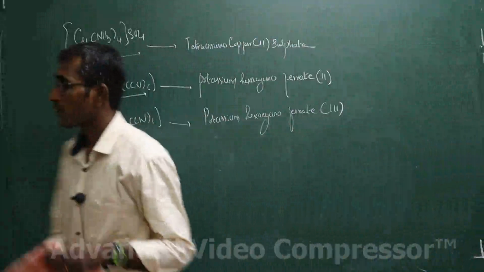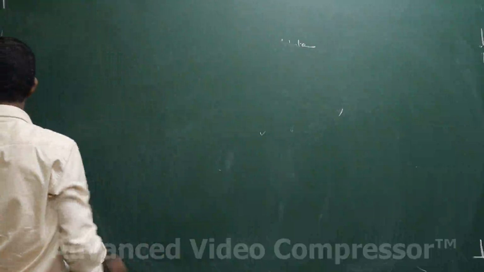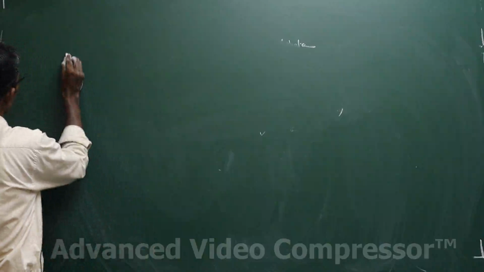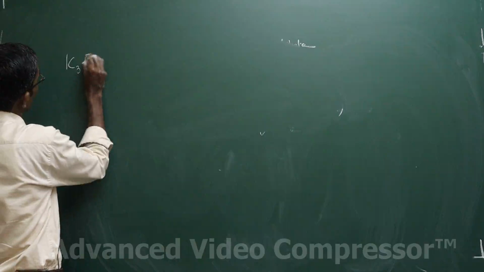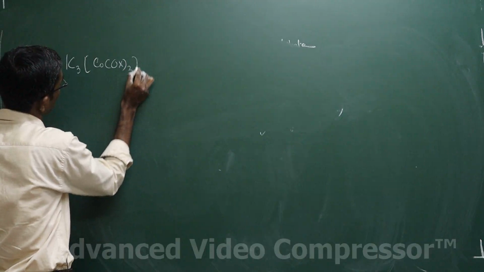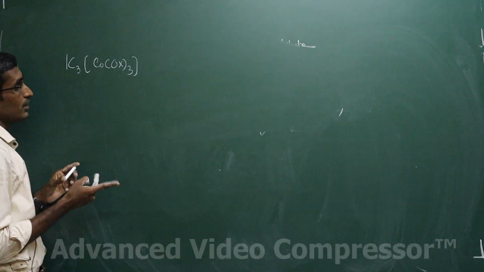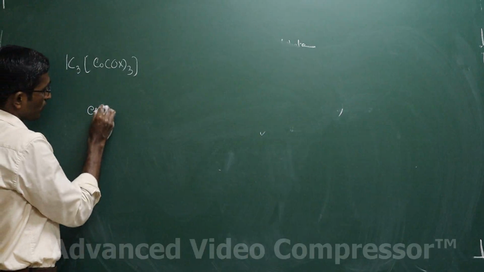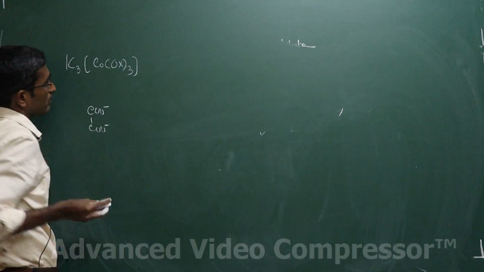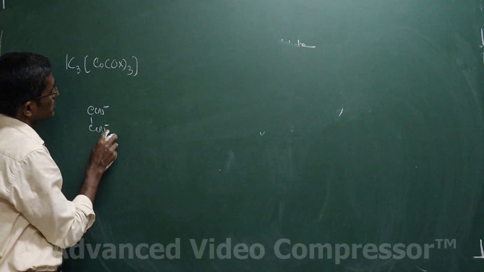So we will take a few more examples again. For example, we will take K3 [Co(oxalate)3]. Each oxalate ion has a -2 charge. Oxalate ion, C2O4, from oxalic acid, so this has a -2 charge each.